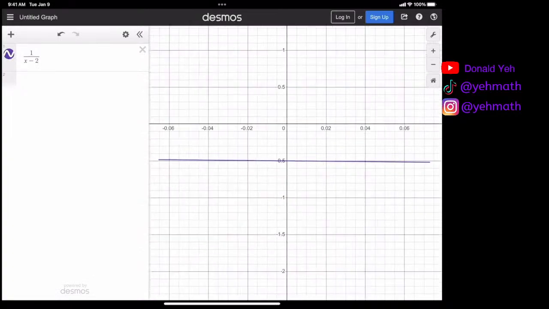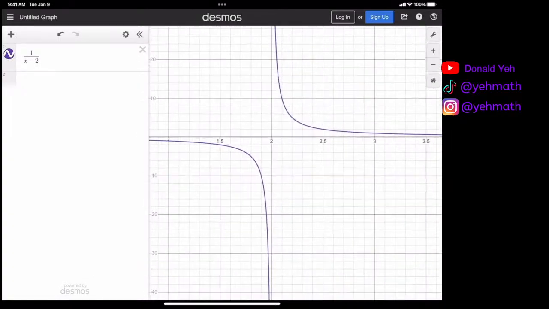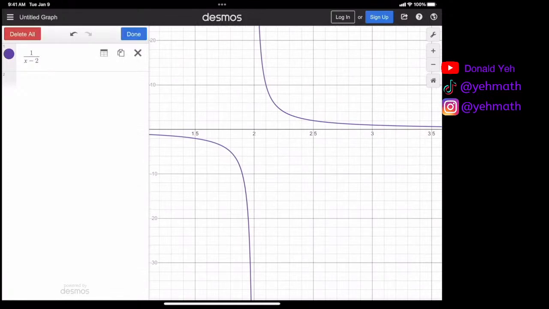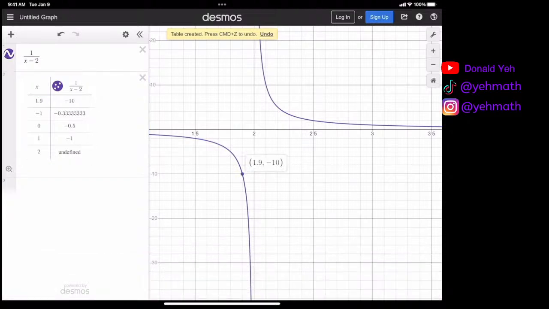And if you graph it, it's going to show up like this. But if you do 1.9, guess what? 1.9 is right here. And the asymptote is, so if you use 1.9, it's like 0.1 away from the asymptote.